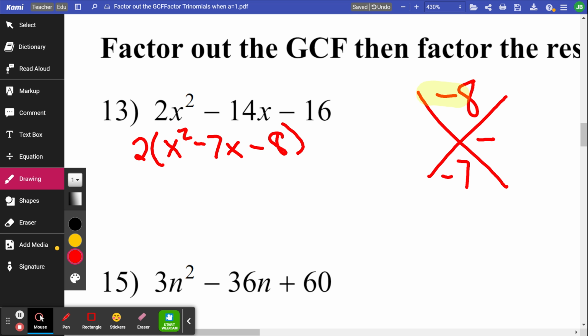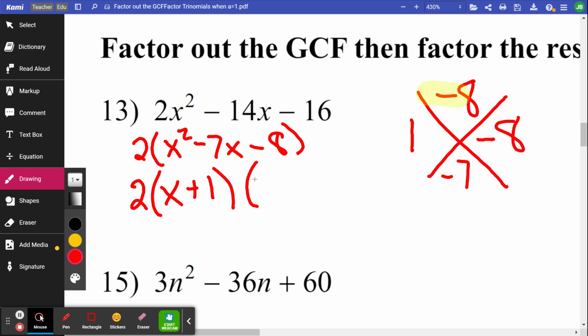So we have 1 minus 8. 1 times negative 8 is negative 8. 1 minus 8 is negative 7. So I'm going to write the whole thing again. And remember, it doesn't matter which order you put the two sets of parentheses in. If you put x minus 8 first and x plus 1 after that, that is totally fine. It does have to be negative 8 and positive 1, though, not the other way around.